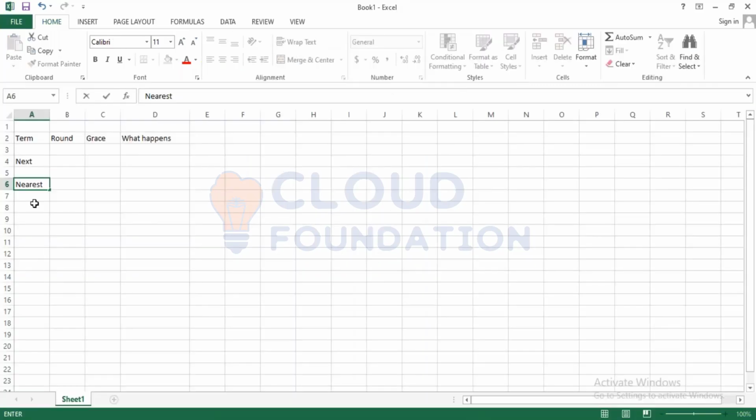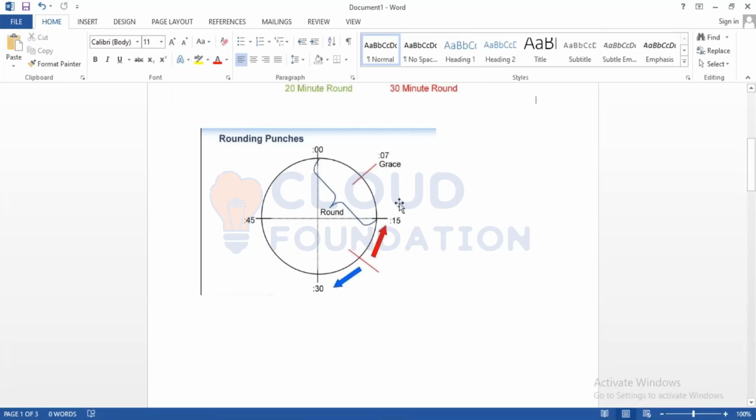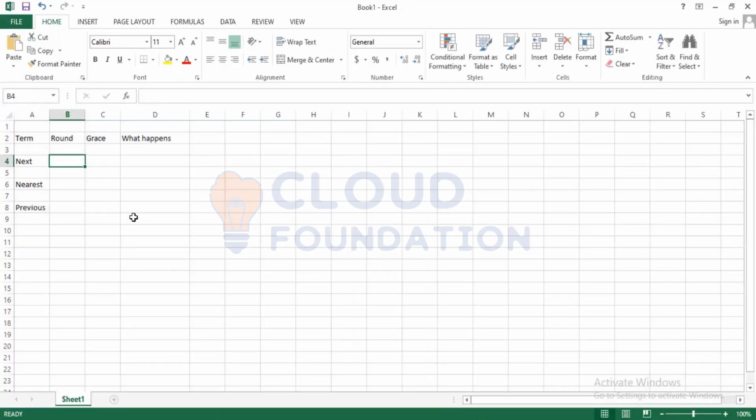And in previous, the grace is always one less than round, so the punch rounds backwards to the previous round interval except for 1 minute. So in this case, my grace value would be 14 or something. So anywhere between 8 to 8:14, my punch is always going to go back. So previous is exactly opposite to next. So that is previous. So let's see how we are going to determine the round and grace.